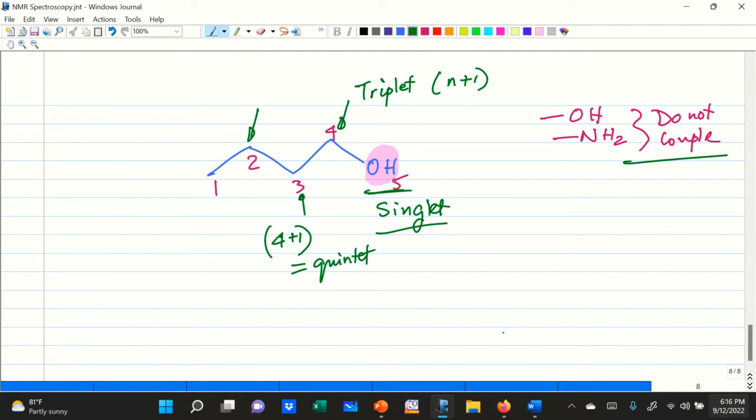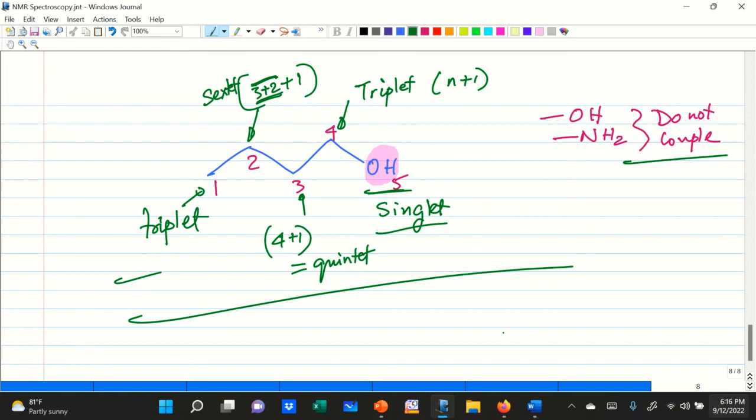Likewise, if I ask what is going to be the multiplicity for 2, one neighbor has 3, the other neighbor has 2, total 3 plus 2 is 5, right? That together is your n, and you have n plus 1. That gives you 6. So that is going to be a sextet. One is going to be a triplet, etc. So this is the simple coupling we are talking about. This is considering simple coupling.